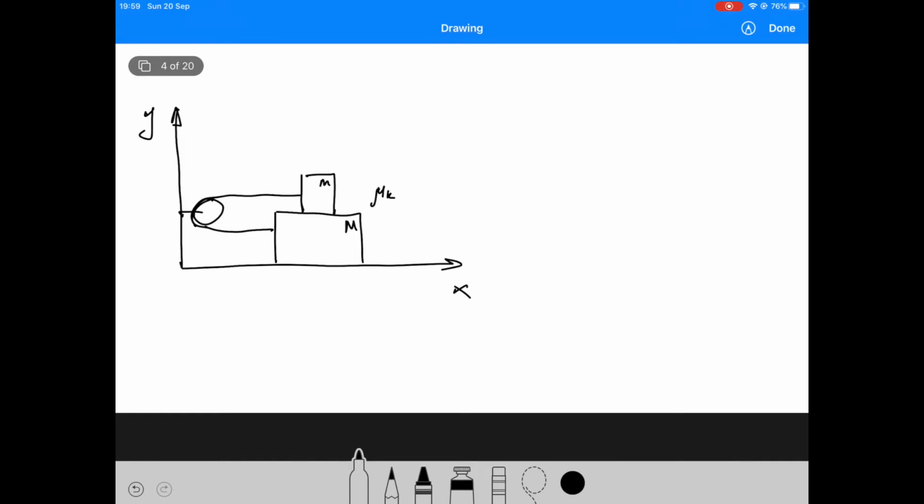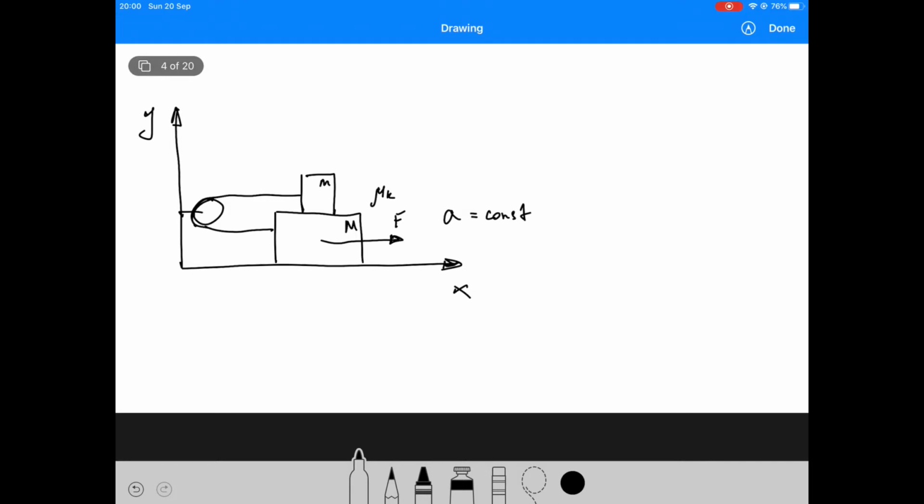So the question is, what force should be applied to the bottom large body along axis x so that the lower body will start to move with constant acceleration a constant. So let us try to figure this out.